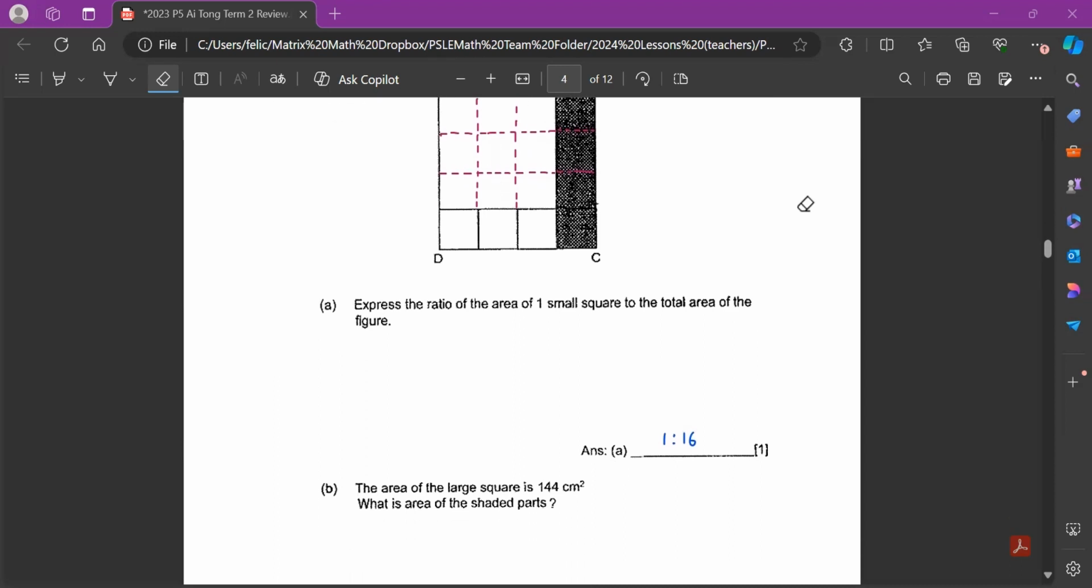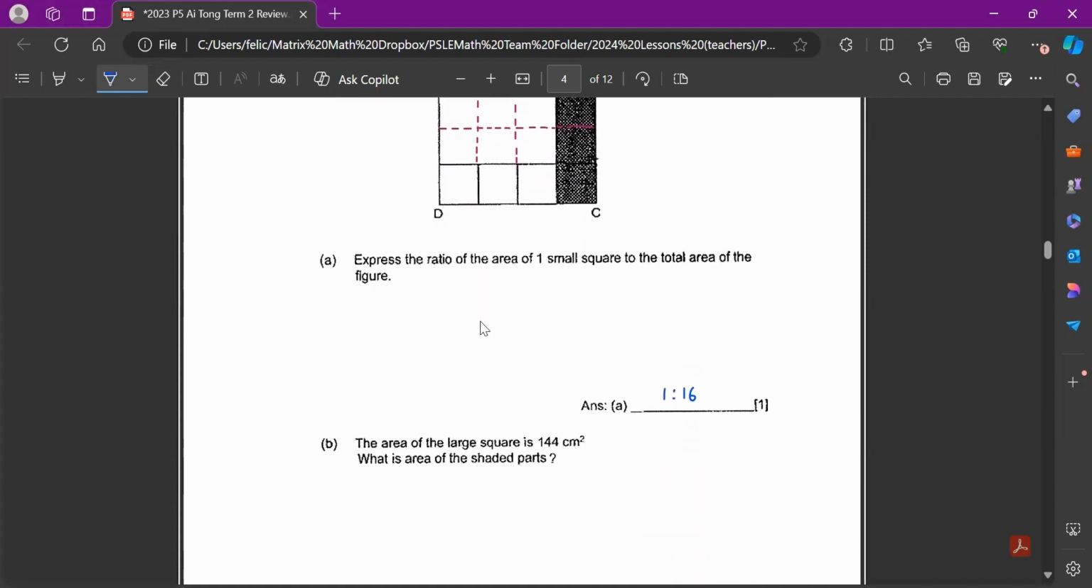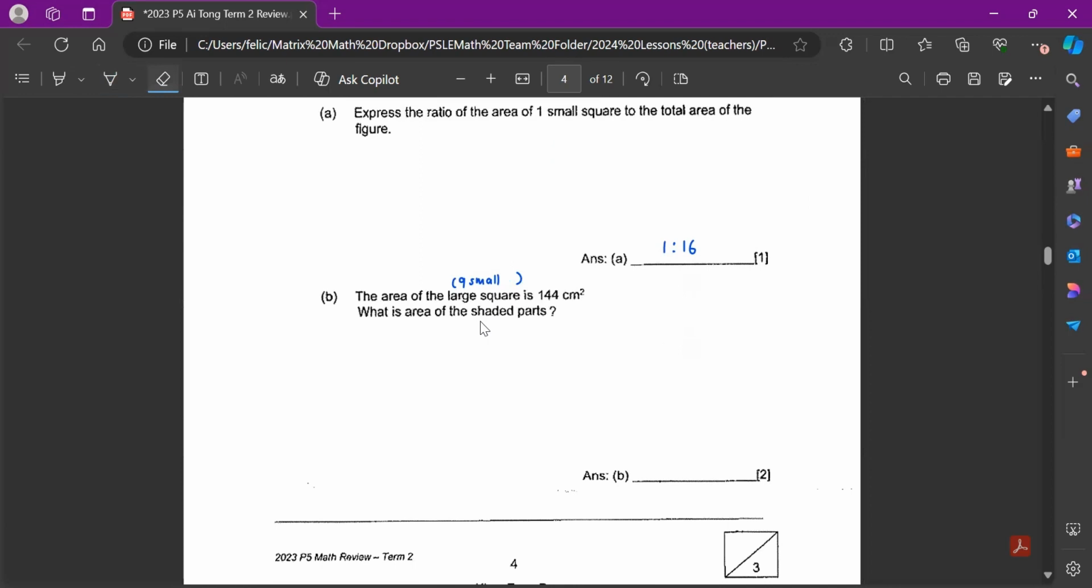Now we go on to part B. The area of the large square is 144. What is the area of the shaded part? The large square they are talking about is this large square, not the whole thing, because the large square is stated in the first instruction as this one. The large square is made up of 9 small squares: 1, 2, 3, 4, 5, 6, 7, 8, 9. So now I can write this down. This will be the same as the 9 small squares. Let me draw the square properly.